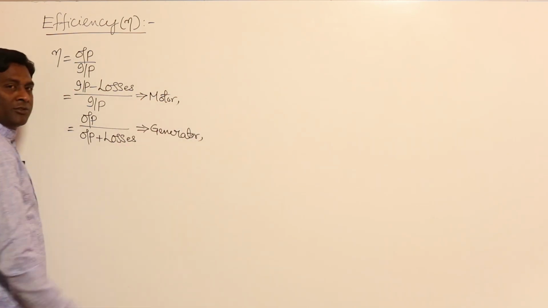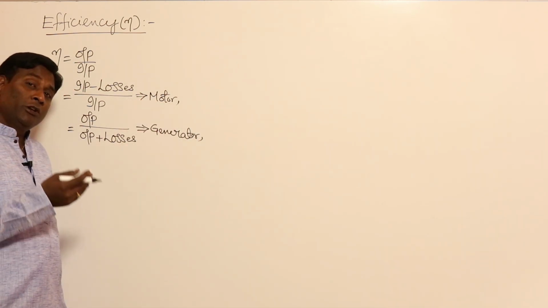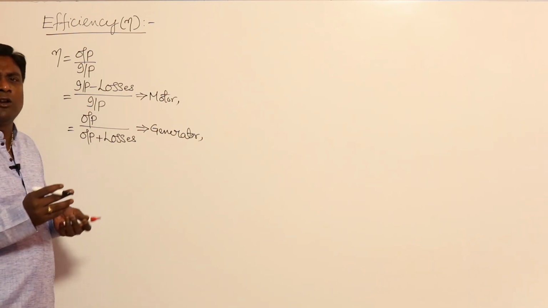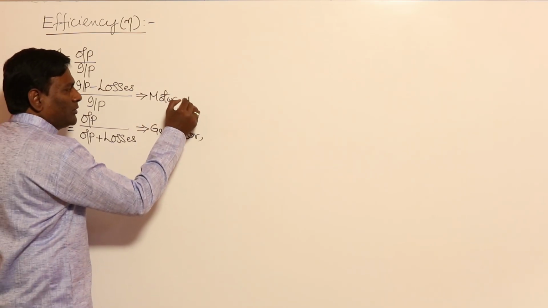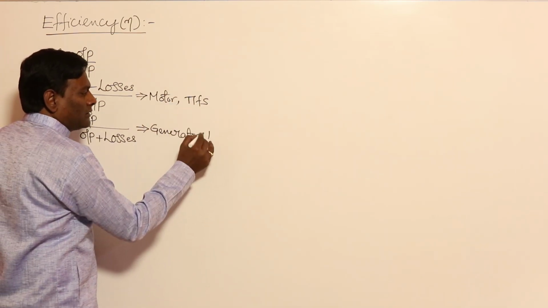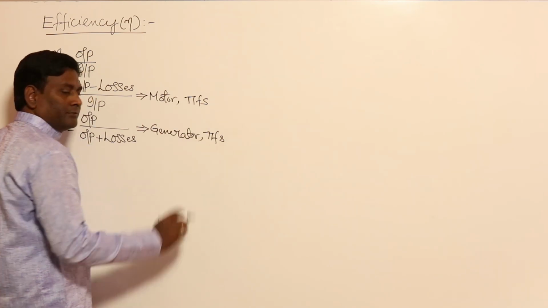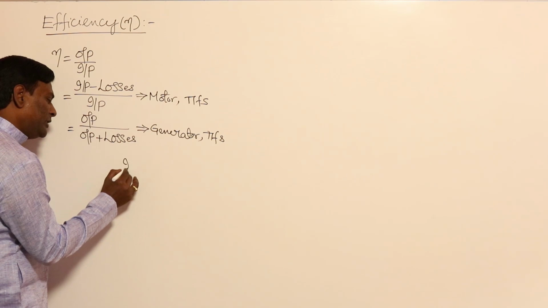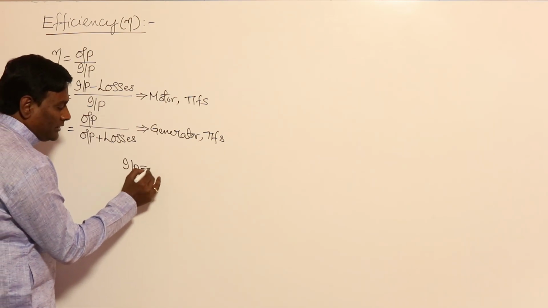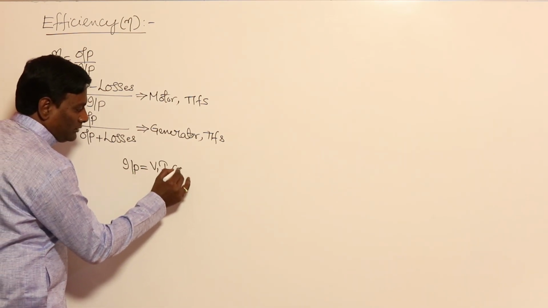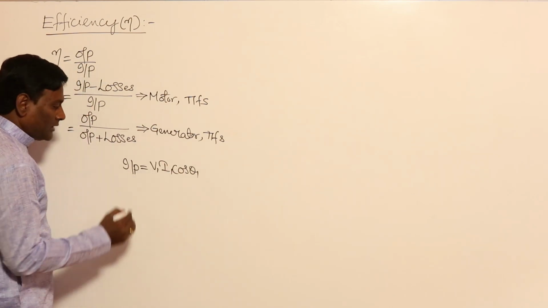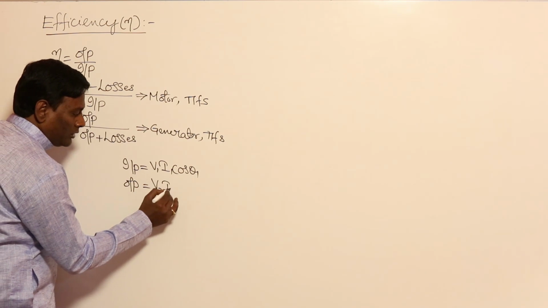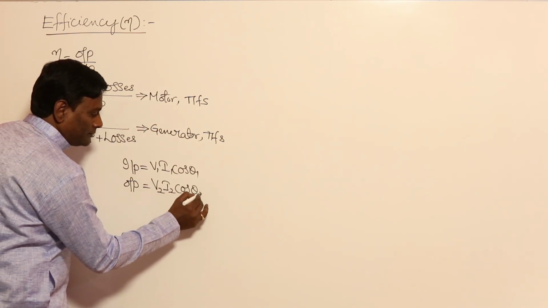Now let us think of the transformer. In a transformer, output is also measurable in electrical terms and input is also measurable in electrical terms, because input is electrical and output is electrical. So in a transformer, we can use this equation or this equation. Now which equation to be used? Input in a transformer is V1 I1 cos theta 1, and output in a transformer is V2 I2 cos theta 2.